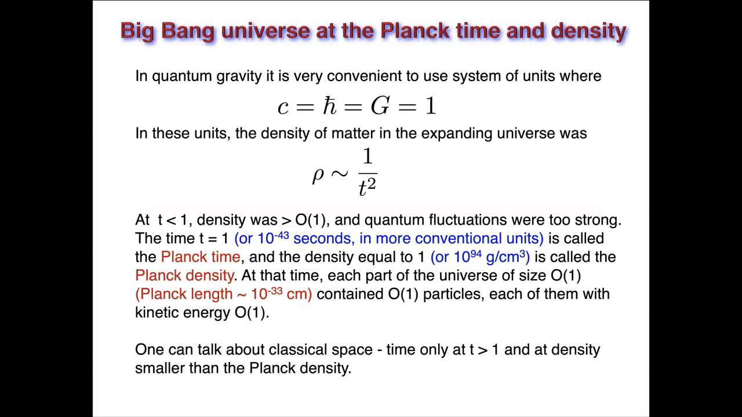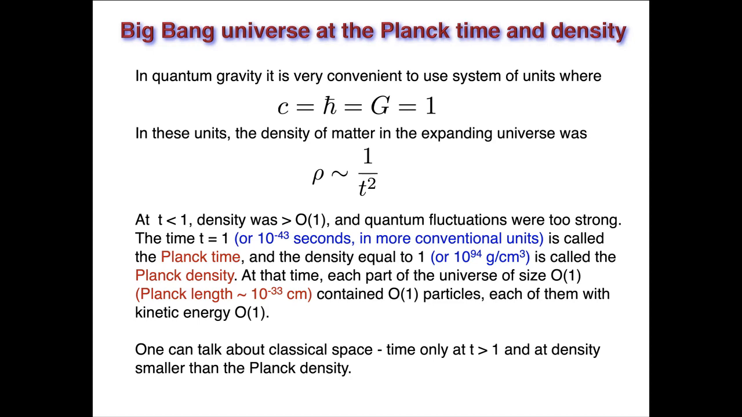In particular, for the density of matter in the expanding universe, it's possible to show using Einstein equations for normal hot matter that the density was decreasing like 1 divided by time squared, where time is the age of the universe. At time smaller than 1, the density was, according to this equation, of the order of 1.